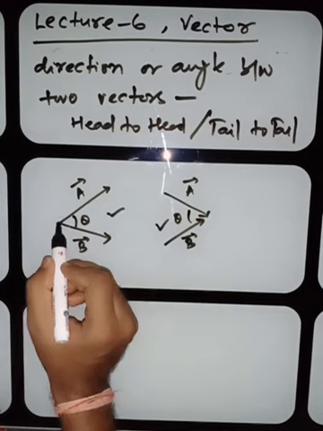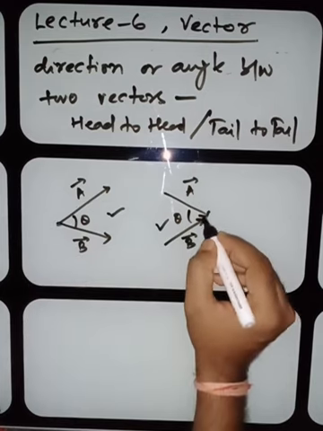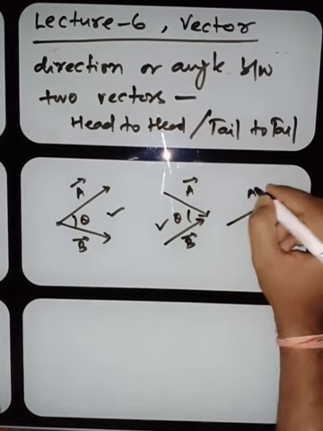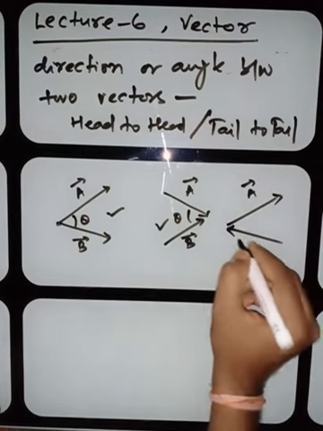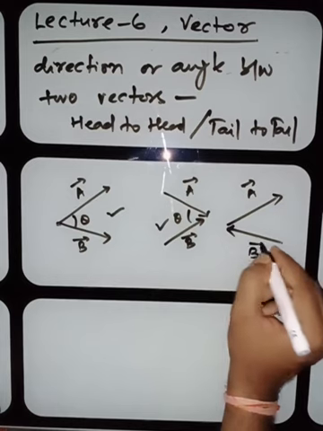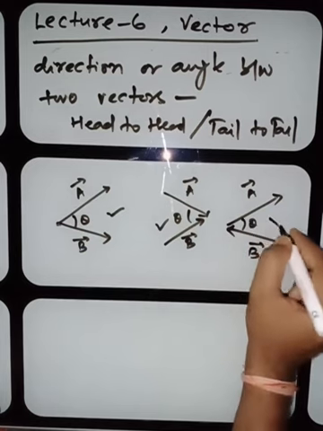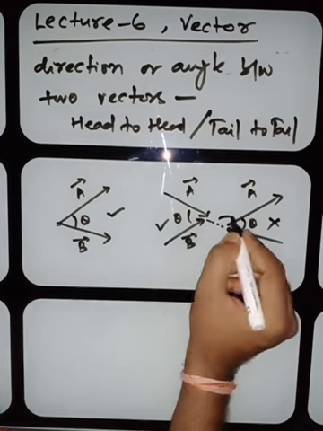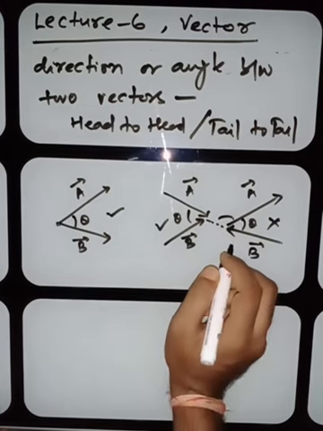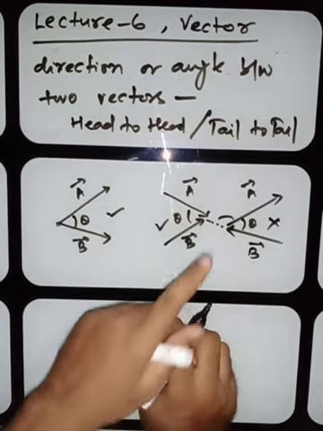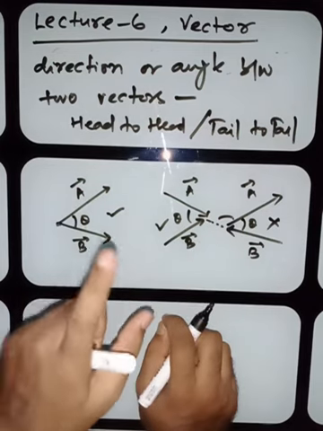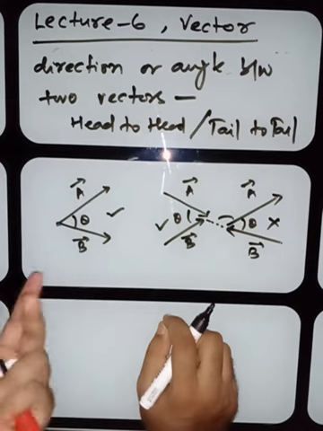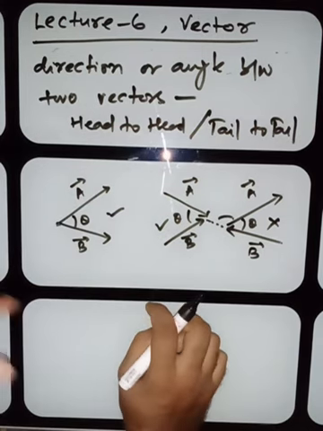You can see here between tail to tail we are considering, and here between head to head we are taking. But if you represent it this way, vector A and this is vector B and this is theta, then this will be wrong. So what will be the angle here? The angle will be 180 minus theta. Okay, so this was very important. You have to represent the angle between two vectors either from head to head or tail to tail.